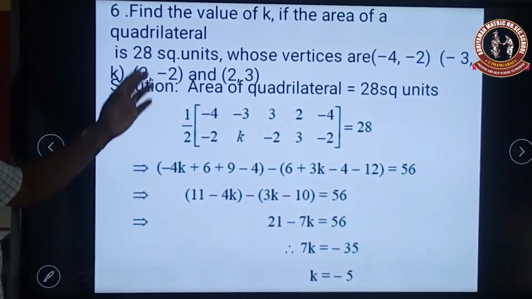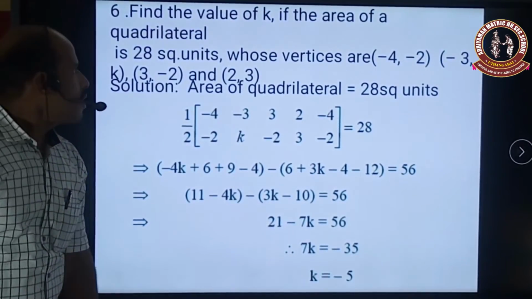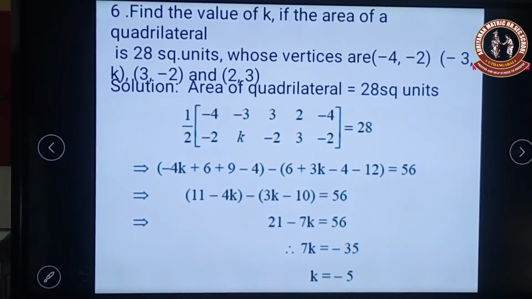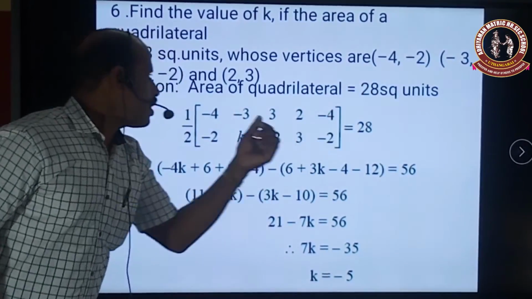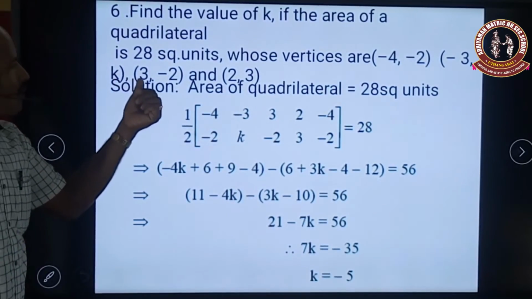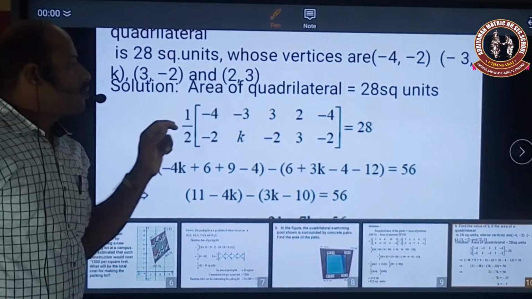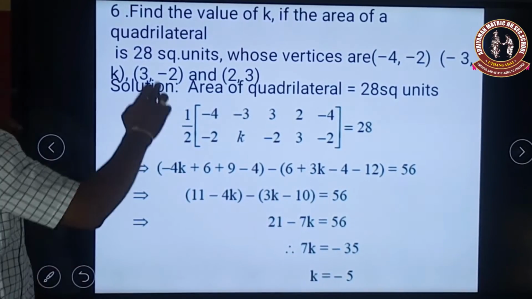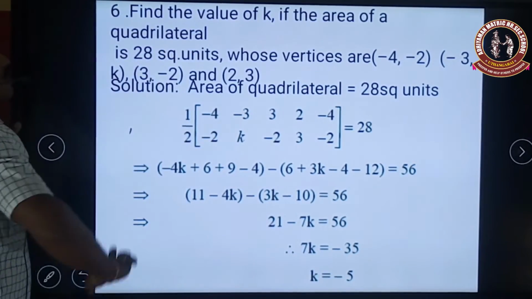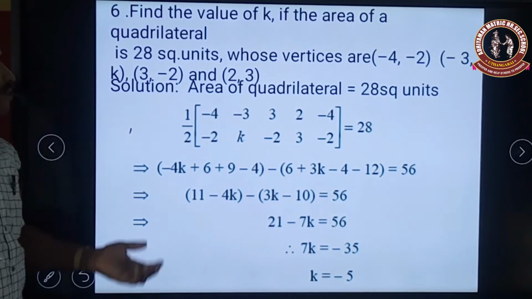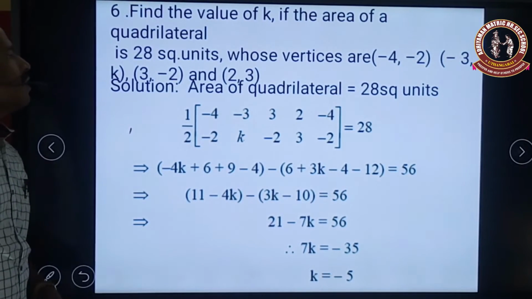Next, sixth sum, find the value of K if the area of quadrilateral is 38 square units, whose vertices are minus 4, minus 2, minus 3, K, 3, minus 2, and 2 comma 3. Find the value of K if the area of quadrilateral is 28. Last sum, find area.